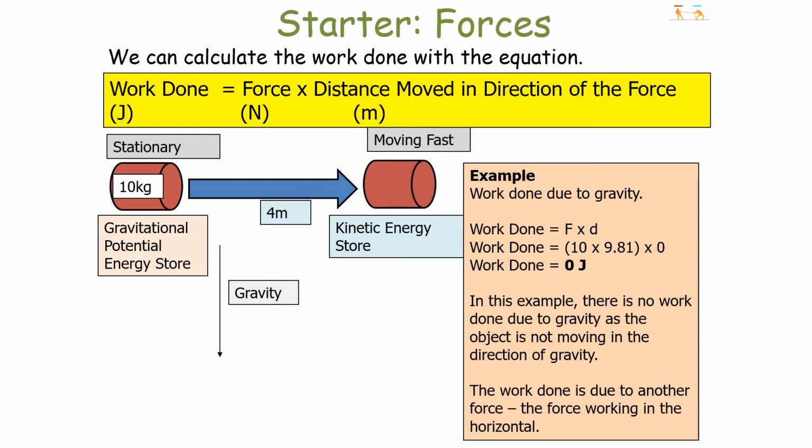Well, again, the force is going to be 10 times 9.81 to work out the weight of the object, but now our distance moved in the direction of gravity, which is the vertical, is 0 because it's only moving in the horizontal. So in this example, the work done due to gravity is 0 joules. There is no work done due to gravity as the object is not moving in the direction of the gravitational force. It is moving in the horizontal though, so there is some work done on the object, but it's due to another force, a force working in the horizontal, as that's the direction the object is moving in.